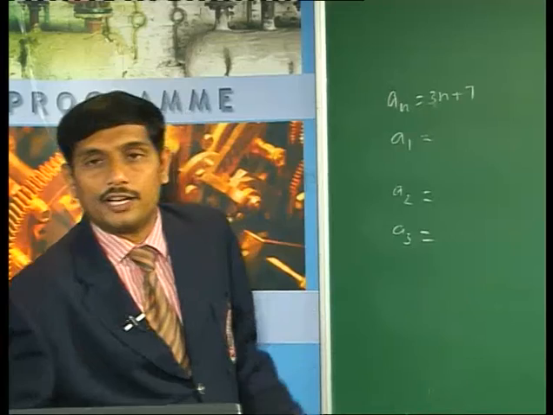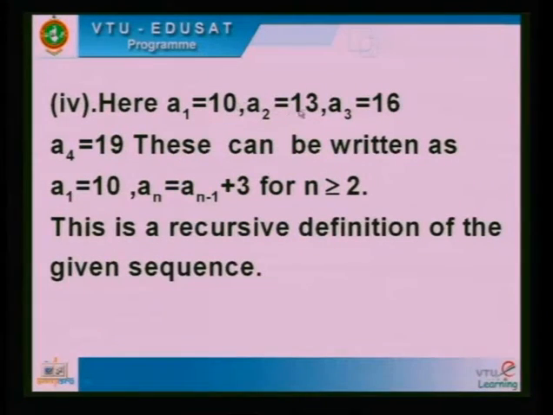If you add here, you can observe 10 is there, 13 is there, here 16, which means each term has a difference of 3, 3, 3. Then a_n can be written as a_{n−1} plus 3 for n greater than or equal to 2. This is the recursive definition of the given sequences. These are the elementary examples given for recursive definition.